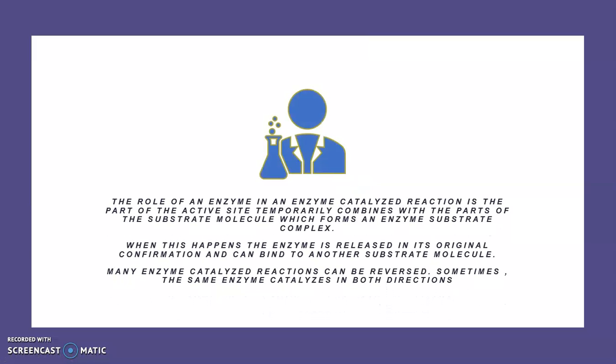In an enzyme catalyzed reaction, part of the active site temporarily combines with parts of the substrate molecule, which forms an enzyme substrate complex. When this happens, the enzyme is released in its original conformation and can bind to another substrate molecule. Many enzyme catalyzed reactions can be reversed. Sometimes the same enzyme catalyzes in both directions.